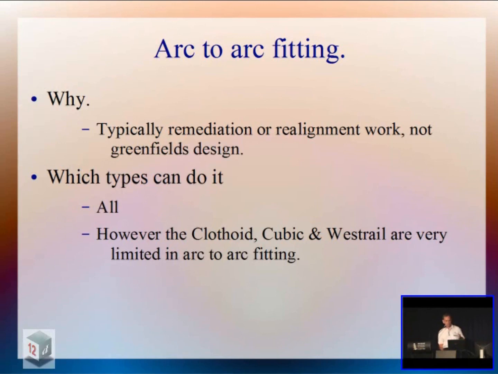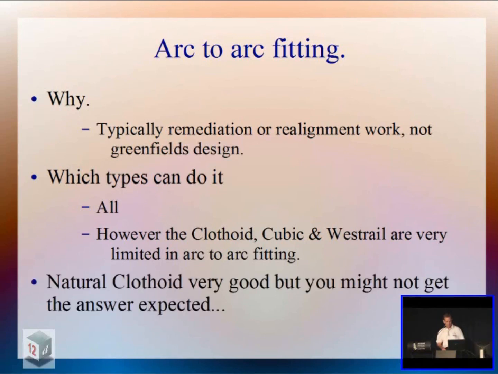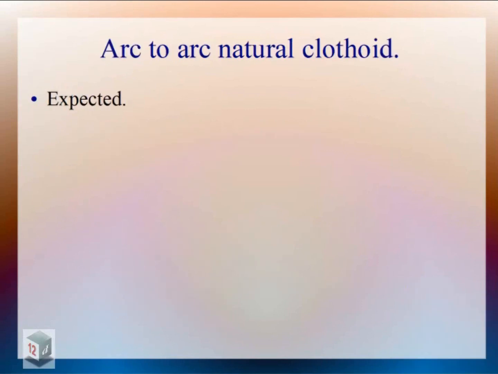And if anyone's played with a super alignment with a Clothoid in 12D and V9 and just picked an arc here and an arc there and tried to fit a spiral between it, you'll probably find 9 times out of 10 it won't. And that's the reason, because it can only fit from that infinite radius point through to about 45 degrees or something. If the two curves don't magically match something in there, it can't be done. The natural Clothoid is particularly good at fitting arc to arc. But funnily enough, sometimes the answer you get is not quite what you expect.